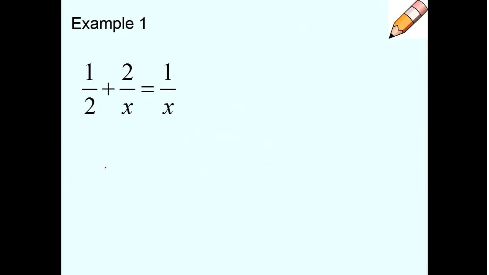So here's the very first example we're going to take a look at. I have 1/2 plus 2 over x equals 1 over x. So let's find our LCD. So my LCD, or my lowest common denominator, I'm going to take the 2, and it looks like I have x's, right? So let's take an x. And then I already have the x present. So my LCD has to be 2x. So I'm going to write 2x down here, plus 2x, equals 2x.